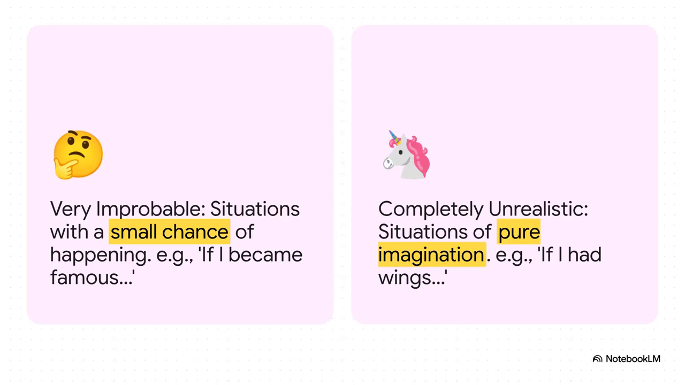And what's really interesting is the range it covers. On one hand, you've got things that are very improbable, like there's a tiny, tiny chance it could happen. Think, if I became famous. It's not likely, but hey, you never know. And then you have the completely unrealistic stuff, pure fantasy, like if I had wings. Understanding that difference shows you just how flexible this grammar really is.